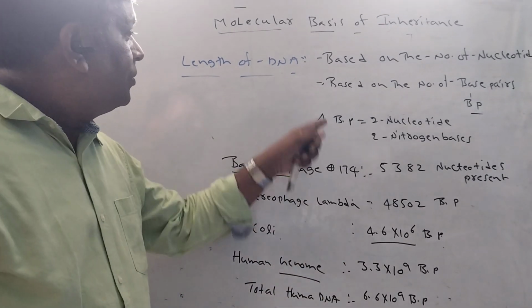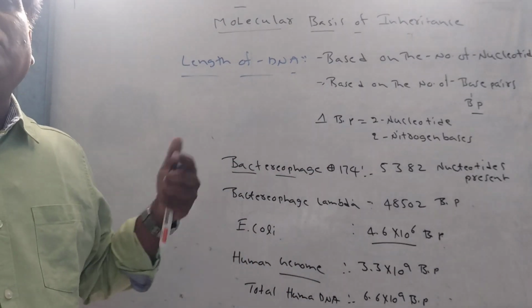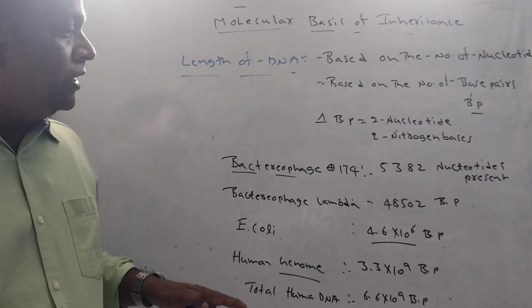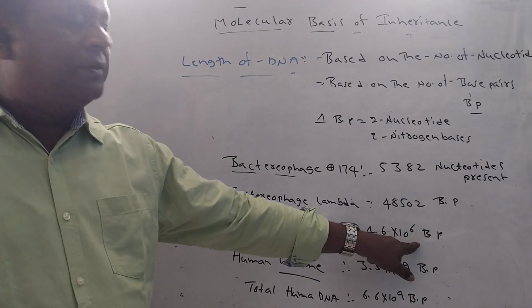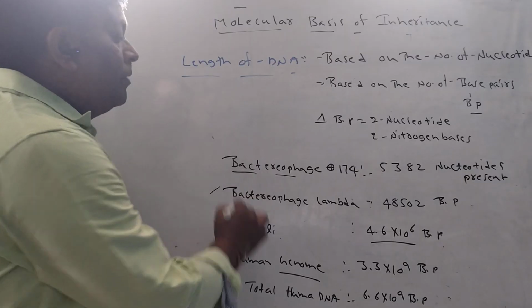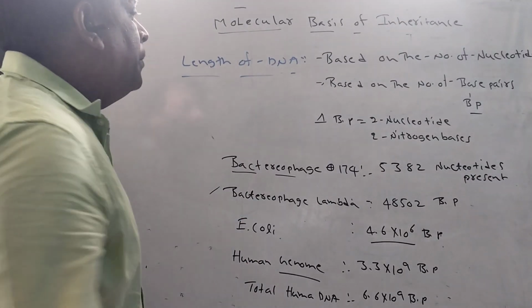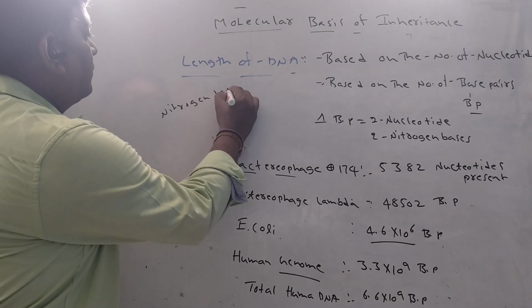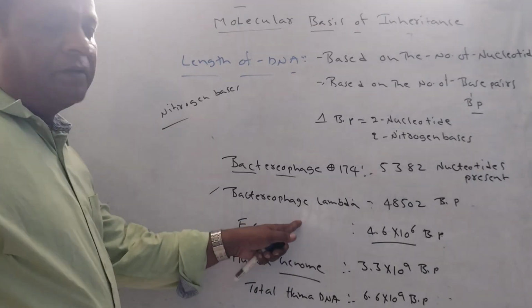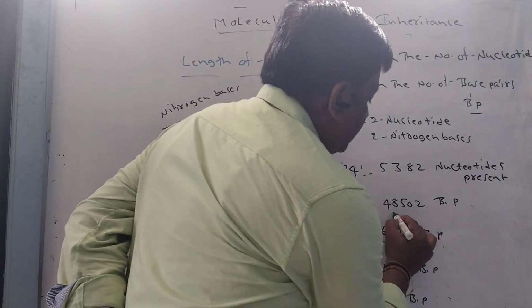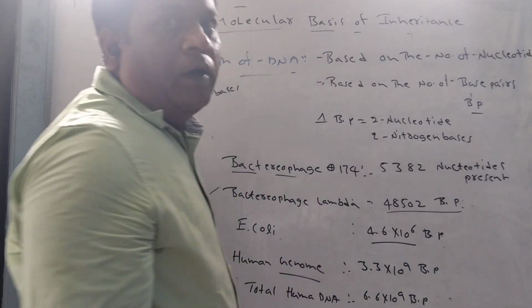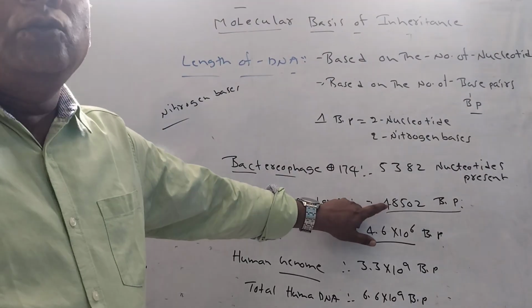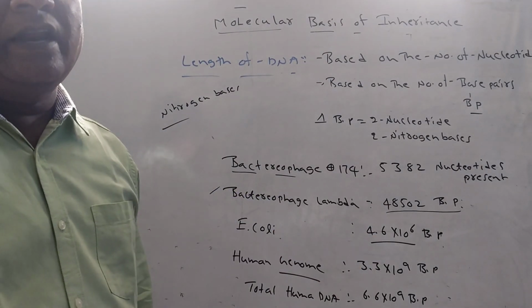You have to write the number of nitrogen bases and the number of base pairs. For example, in E. coli, 4.6 × 10^6 base pairs are present. For bacteriophage lambda, if I ask how many nitrogen bases are present, base pairs are given, and one base pair is equal to 2 nitrogen bases. So you simply write 48,502 × 2, and those are the nitrogen bases.